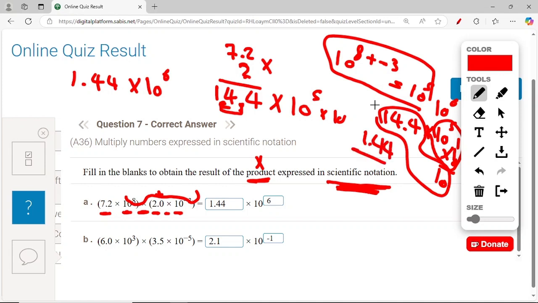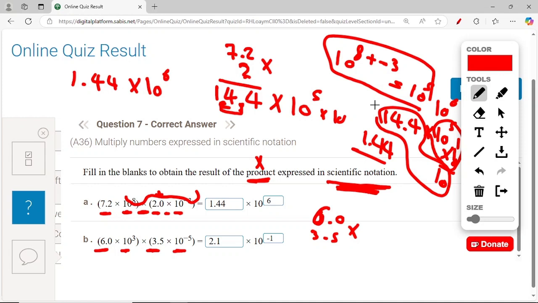Okay, let's take the second one. Same thing. I will take this number, multiply this number, and I'll multiply this number. So 6.0 multiplied by 3.5.